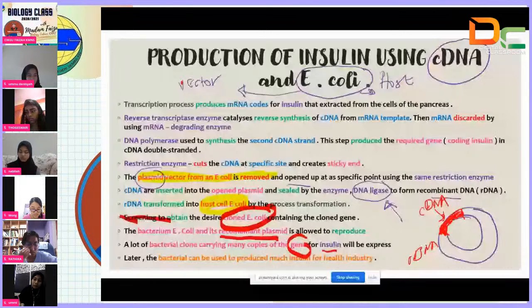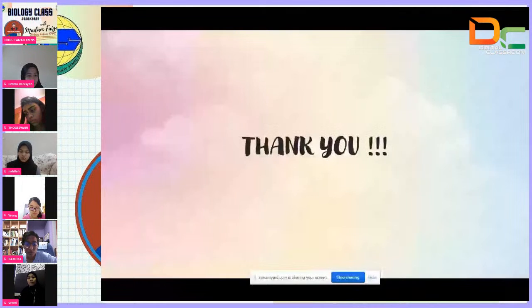So we can produce insulin as much as required for the healthy industry to help those who have diabetes. So that's all from group 3. Group 3, thank you for presenting about the cDNA.